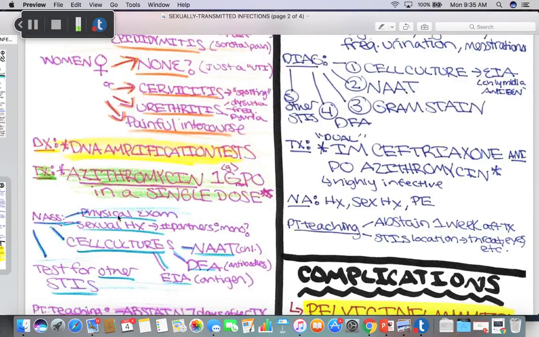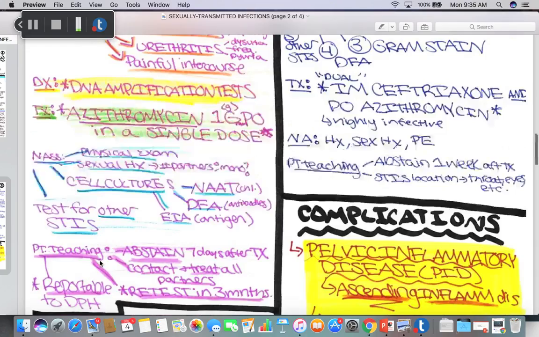Nursing assessment for chlamydia includes physical exam and sexual history: how many partners, whether or not they're in a monogamous relationship. You're going to get cell cultures, so NAT is going to detect chlamydia, DFA is going to detect antibodies, and EIA will detect any antigens. You're also going to test your patient for other STIs. Patient teaching is to abstain from sex for 7 days after treatment. They have to contact and treat all sexual partners and be retested in 3 months. Chlamydia is reported to the Department of Public Health, so make sure you report it.